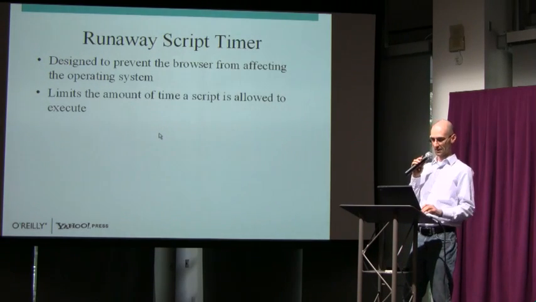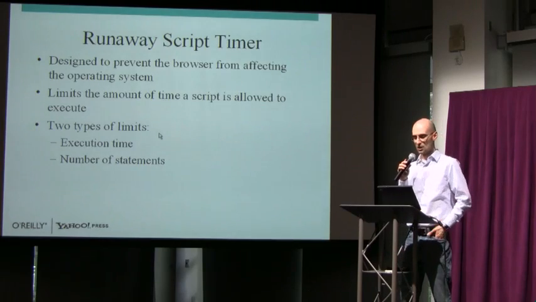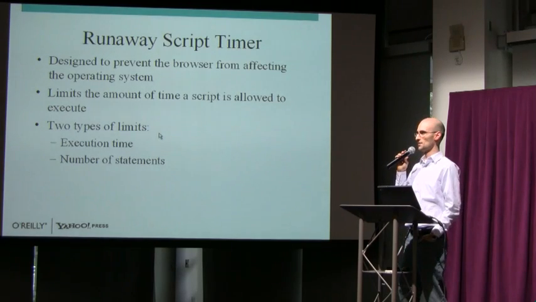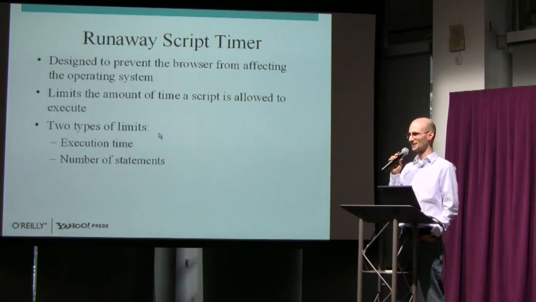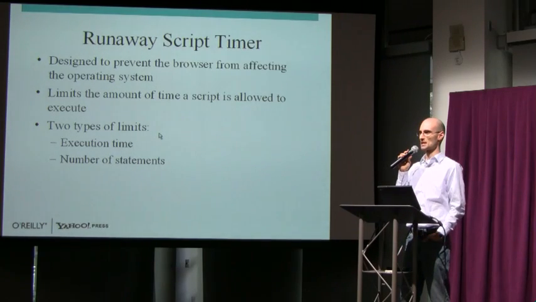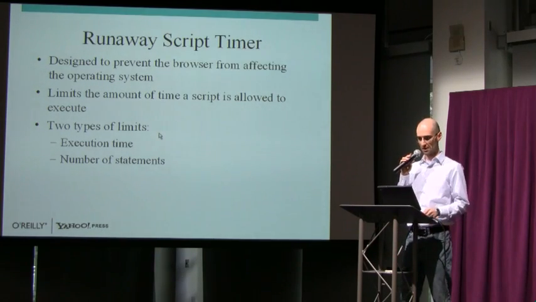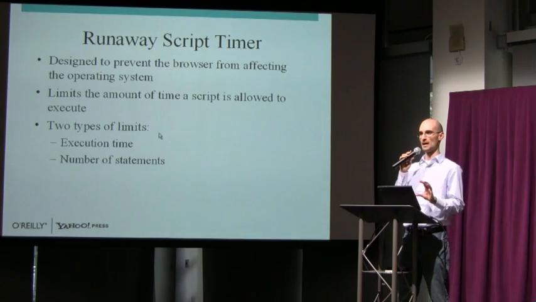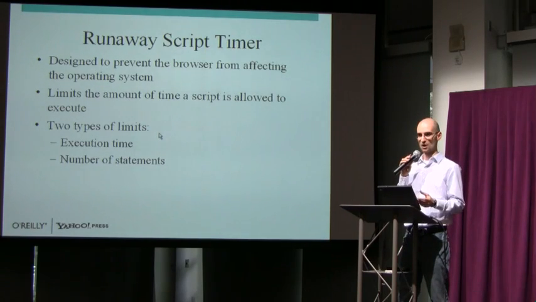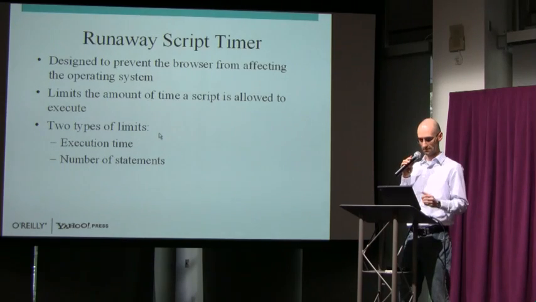And apparently I said a bunch of this stuff already. So there are two types of limits. One is execution time, the total amount of time that the UI thread has spent processing a single JavaScript job. The other is the total number of statements that have been executed in JavaScript. These are both affected by the new JavaScript engines that come out, because you can execute more within the same amount of time, and you can also execute more statements within a certain amount of time.